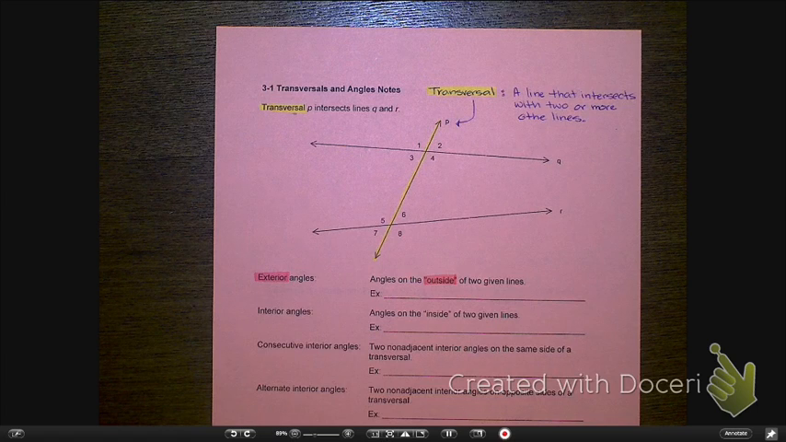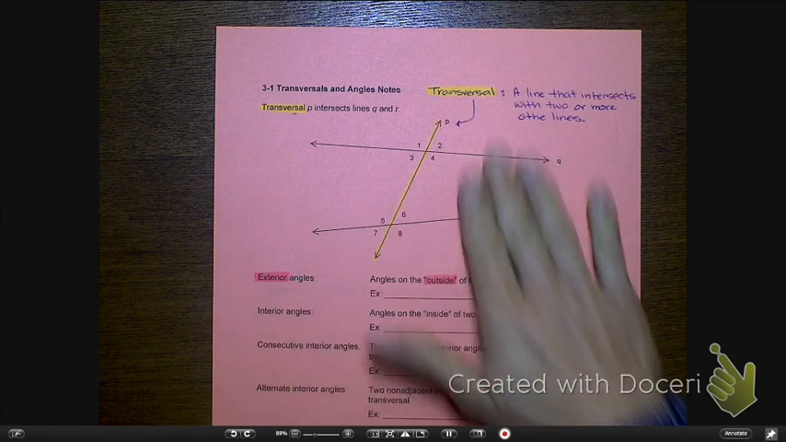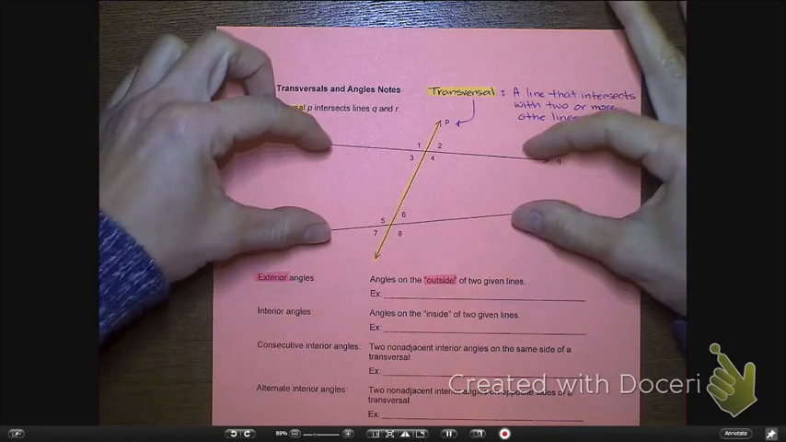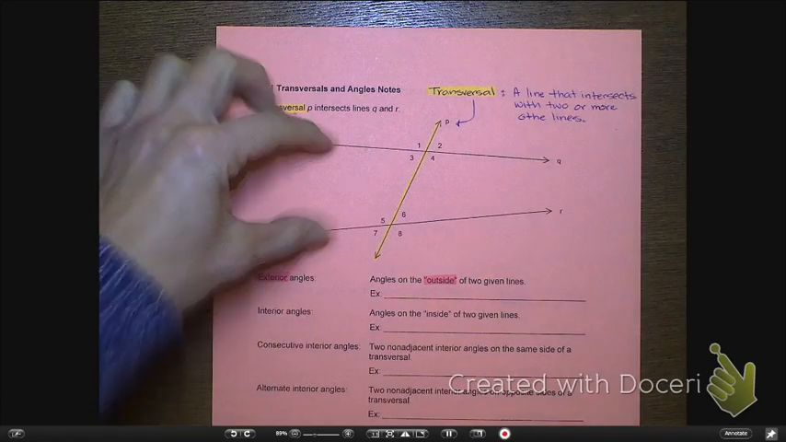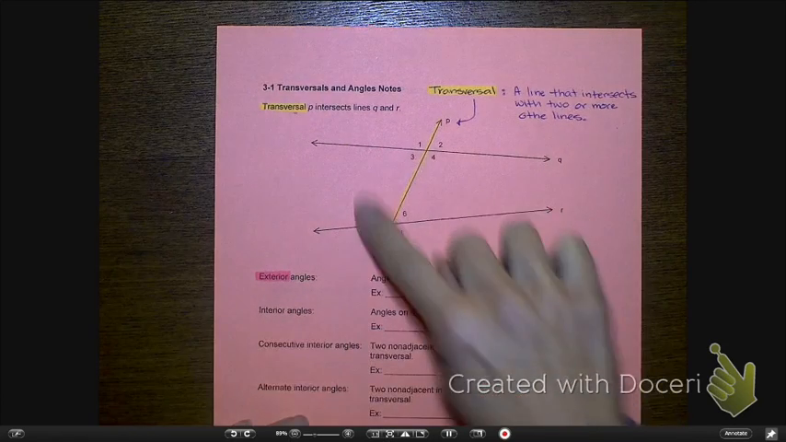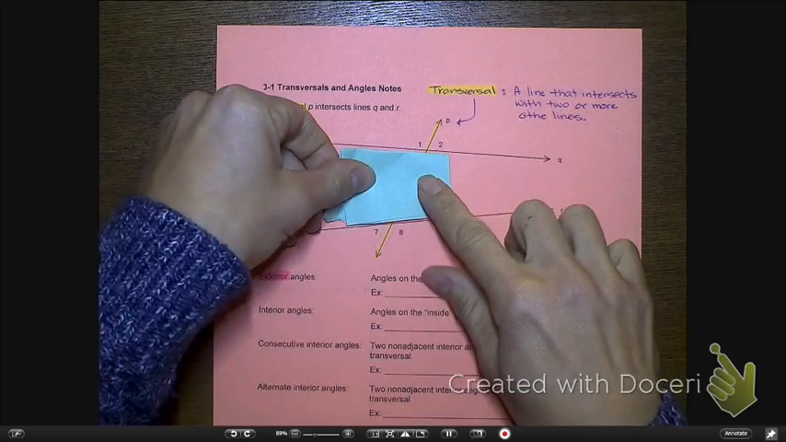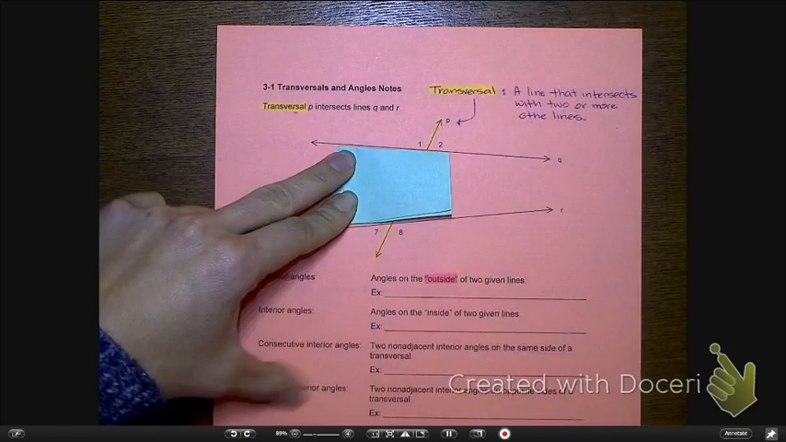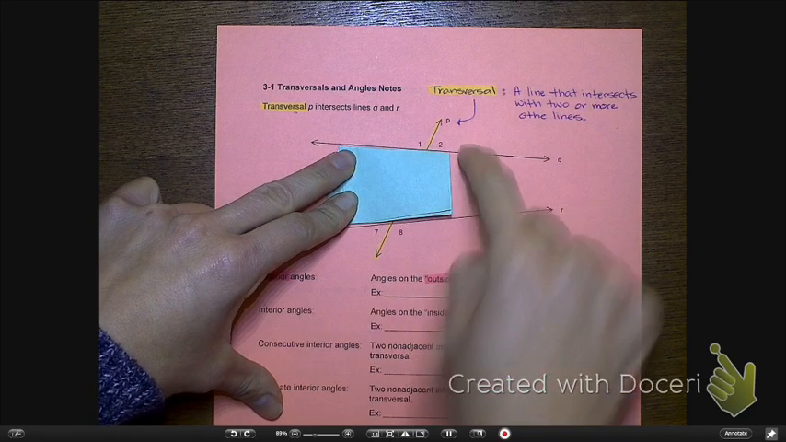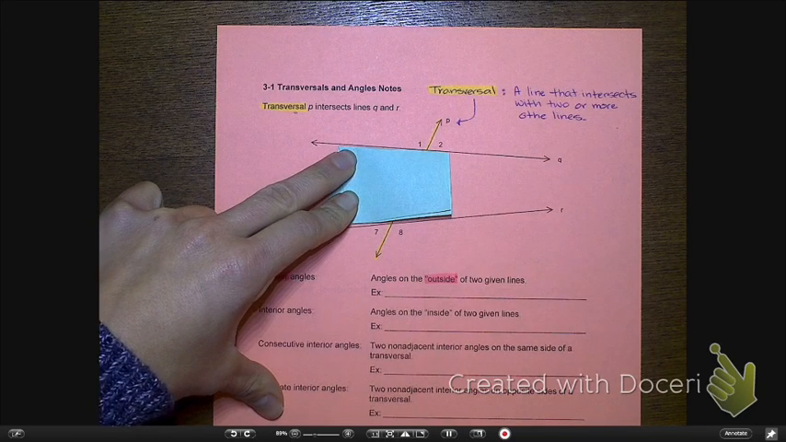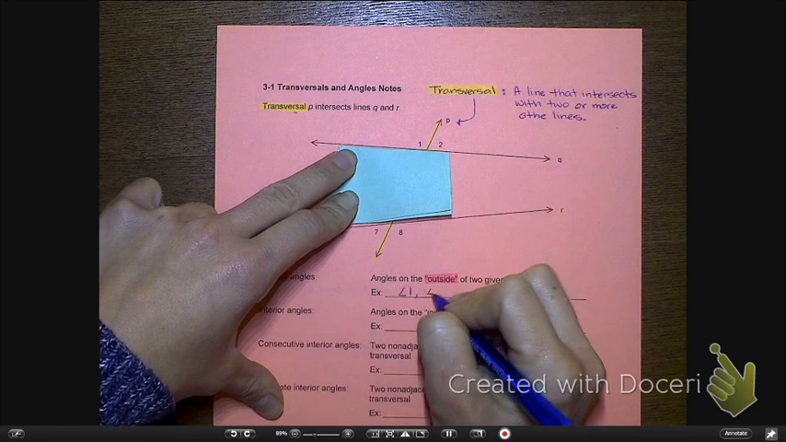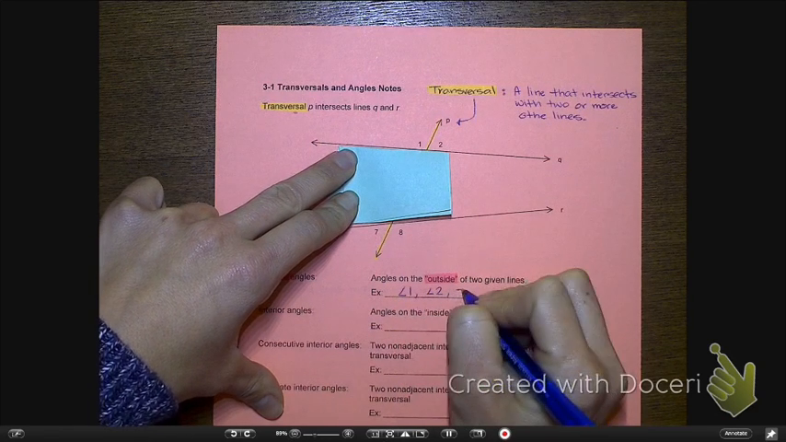Now, when I'm thinking of all of these angles that are created here between these two lines, there are some angles that are inside. These are the inside angles, right? But if I cover those up, what's left, these are all the outside angles. So what angles are outside? 1, 2, 7, 8. So examples of exterior angles in this picture are 1, 2, 7, and 8.